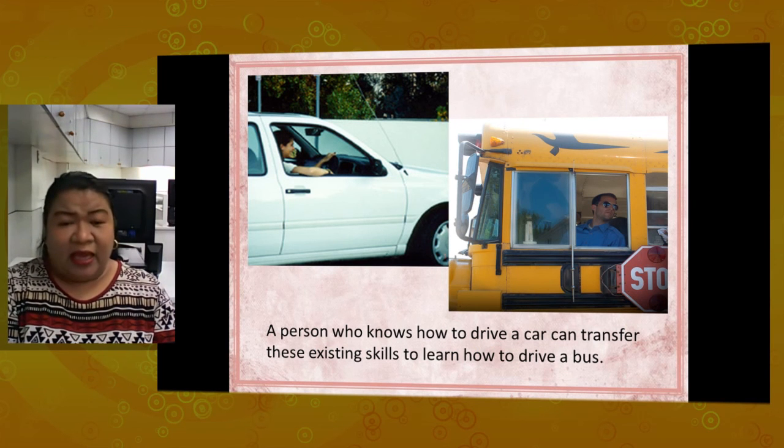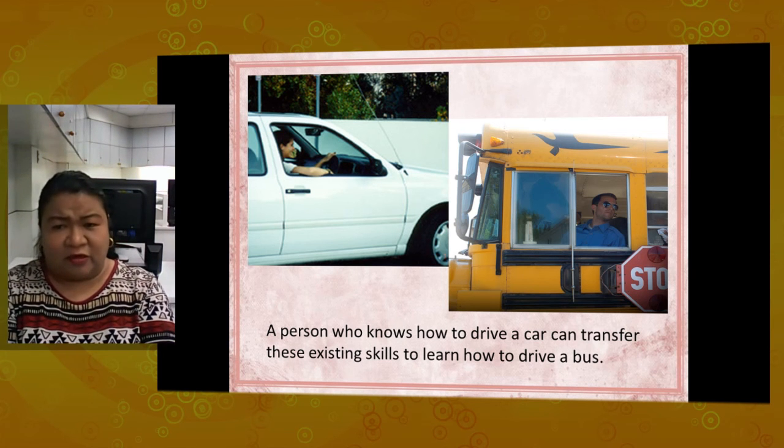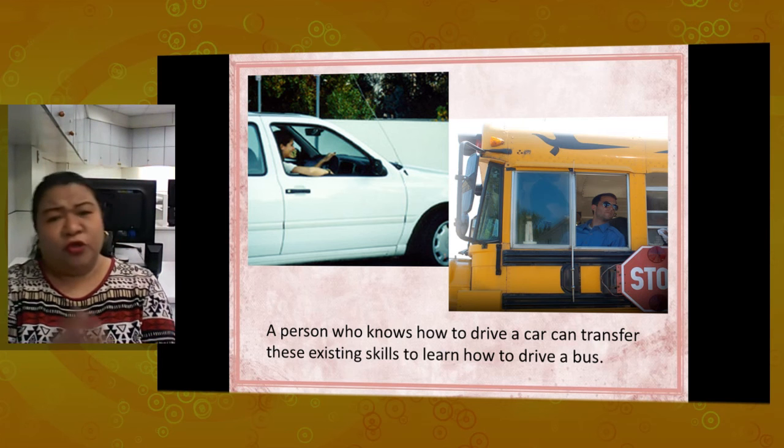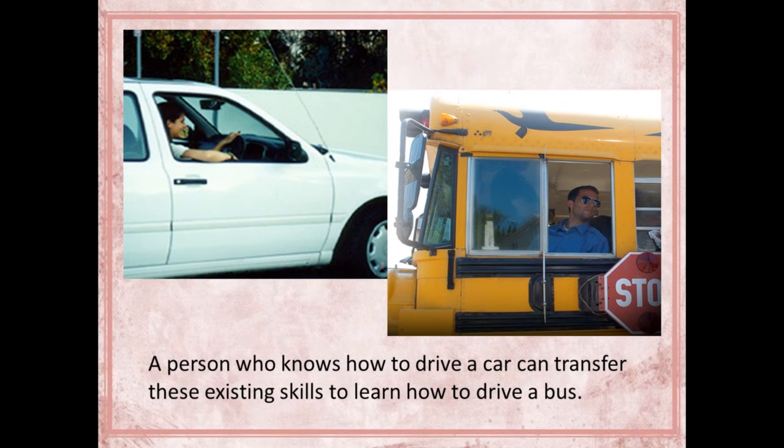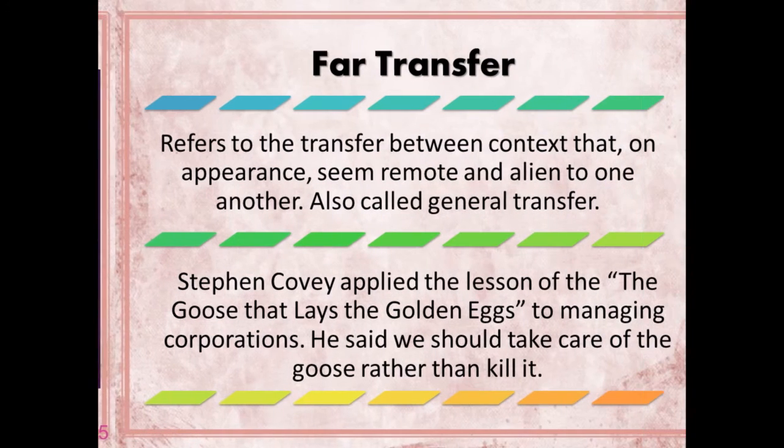Like maybe if you already know how to drive a car that's not automatic, and the truck is also not automatic, so you use your knowledge of driving a car for driving the truck. Okay, so this is the one we were mentioning earlier about similarity. So here is an S4 and S5. It becomes easier because they are similar models.